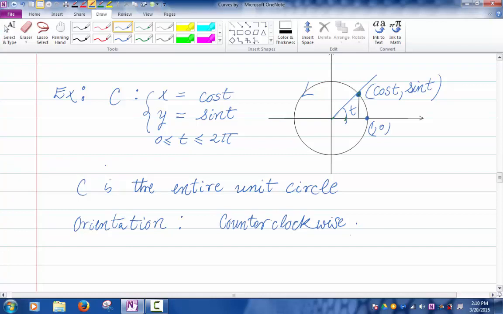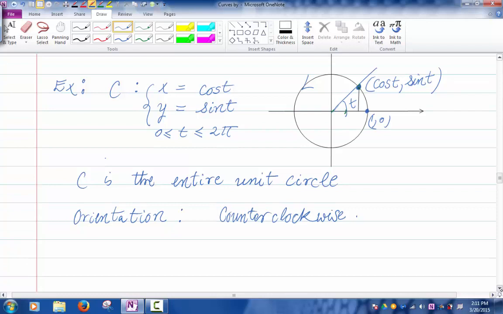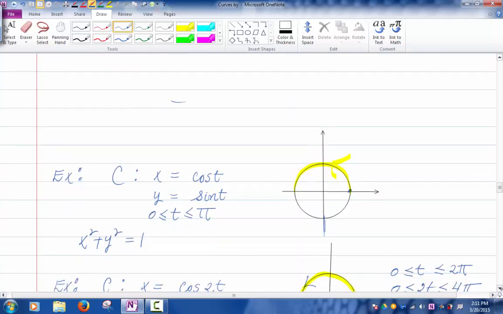Okay, now can someone tell me how this is going to change if I change the domain for t? Let's say I change the domain for t from 0 to pi only. Then what's the curve? Yeah, if I change the definition of C by changing the interval for t from 0 to pi, I am only going to get the upper half of the circle, but the same orientation, right?